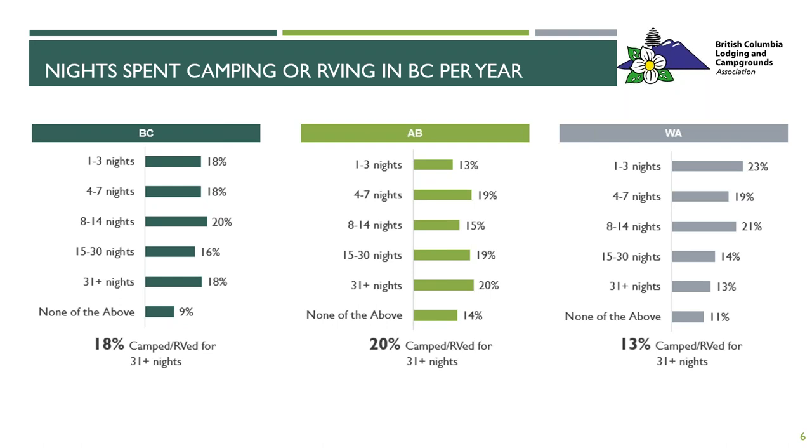We also asked in the same study what sort of nights are spent camping. So we had a distribution of how they're camping, and you can see it's pretty even. Some people camp 1 to 3 nights only, going up to 31 nights at 18% of the sample. Other studies have consistently shown that campers take an average of 4 camping trips a year. So that's why you're getting these larger numbers of 8 to 14 and 15 to 30. These are people that are likely taking more than 4 to 5 trips in a year.